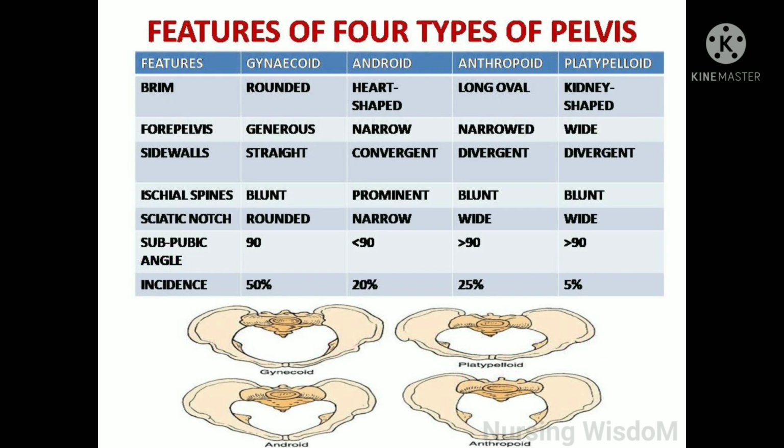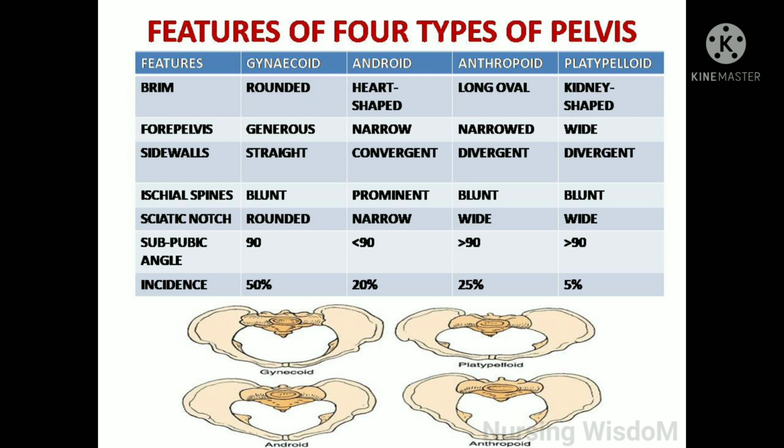Here we will see the features of the four types of pelvis. Brim: rounded in gynecoid pelvis, heart-shaped in android pelvis, long oval in anthropoid pelvis, kidney-shaped in platypelloid pelvis. Forepelvis: generous in gynecoid pelvis, narrow in android pelvis, narrowed in anthropoid pelvis, wide in platypelloid pelvis.